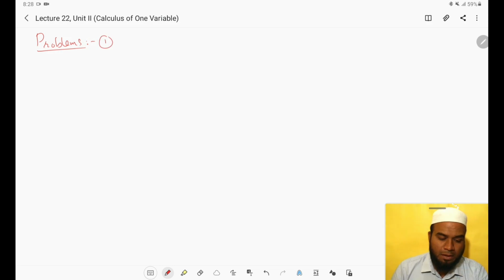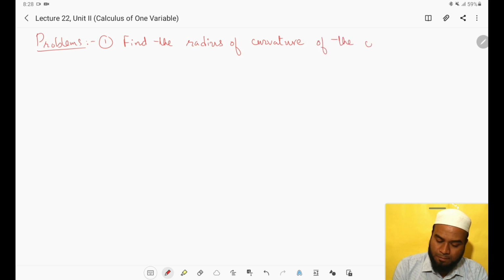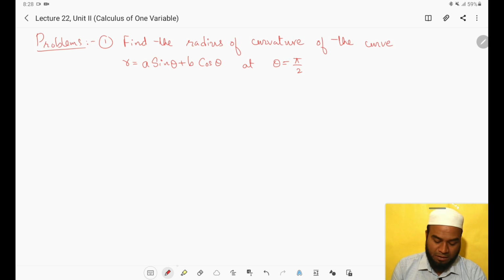First problem, find the radius of curvature of the curve r equals a sin theta plus b cos theta at theta equals pi by 2. So what is the given equation of the curve?